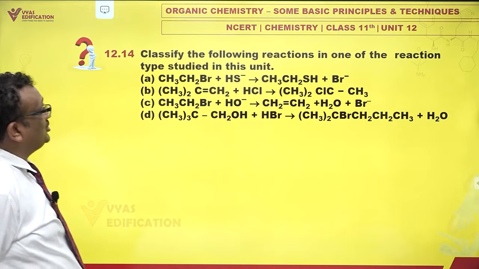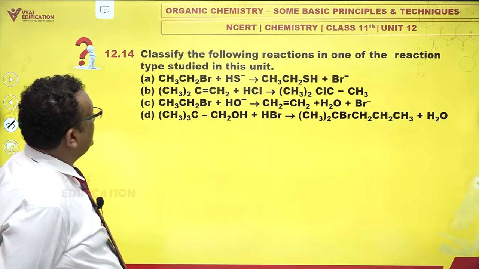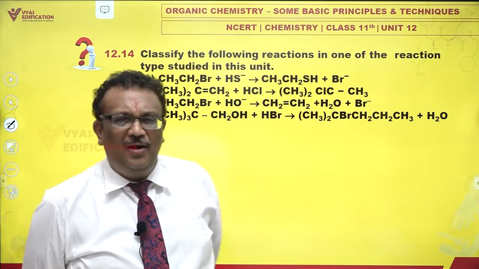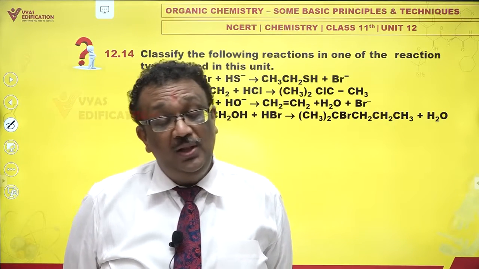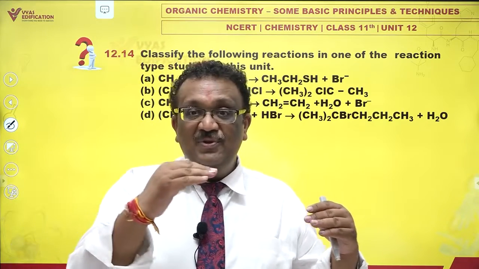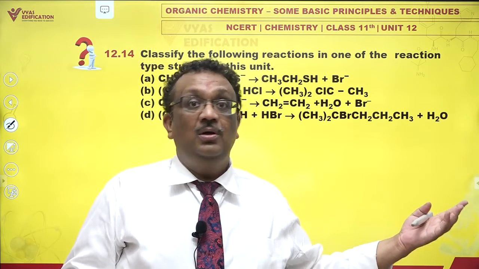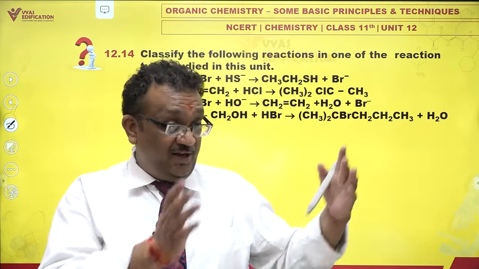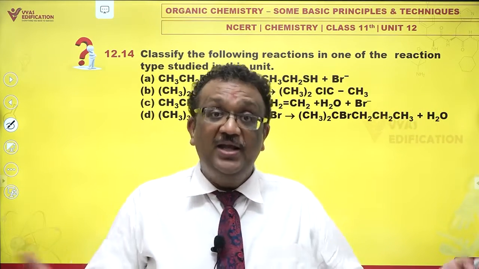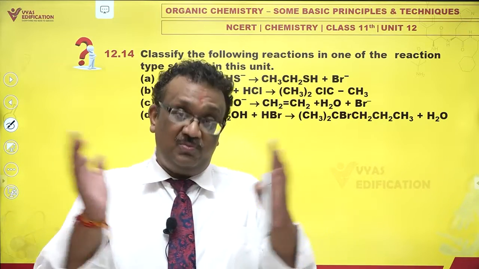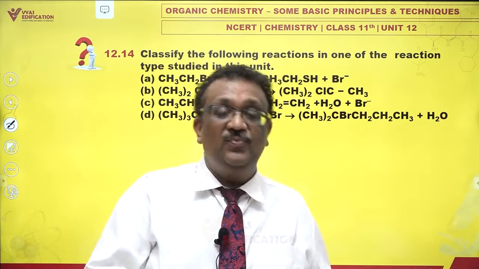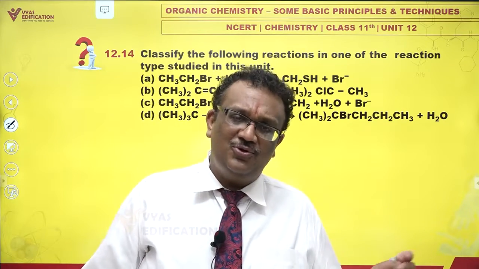Classify the following reactions in one of the reaction types studied in this unit. Okay. Now, how do we classify organic reactions? Well, they could be classified as substitution if one species comes in and the other one goes out, or elimination if one molecule breaks up into maybe two or more parts, or addition if two or more species join to give you one single unit. So it's either addition or elimination or substitution.